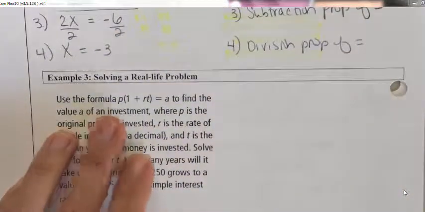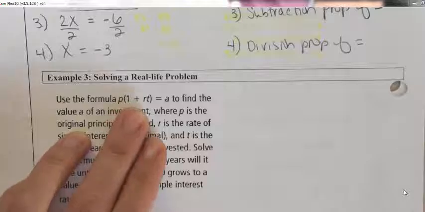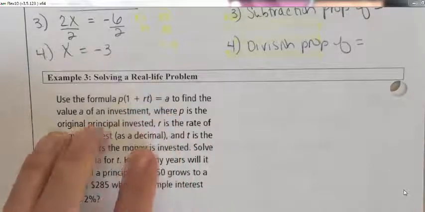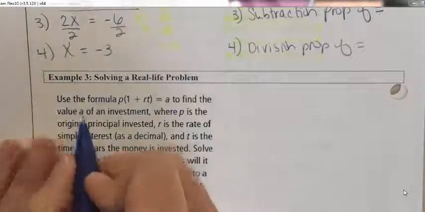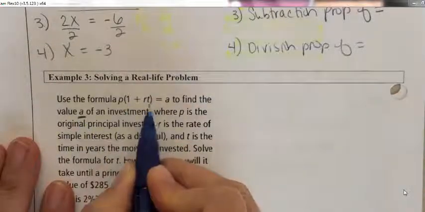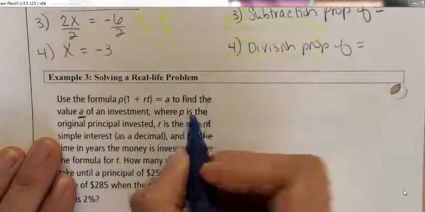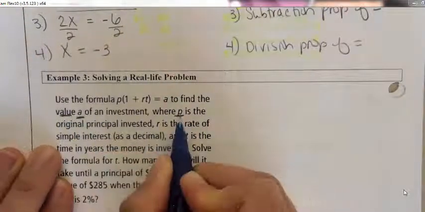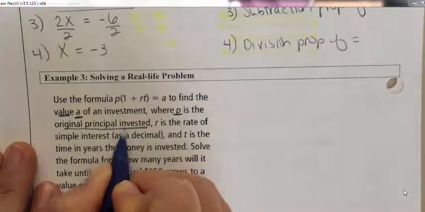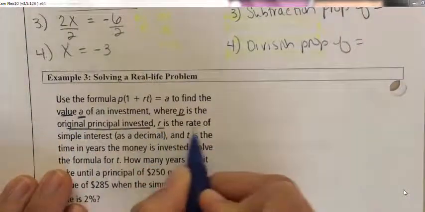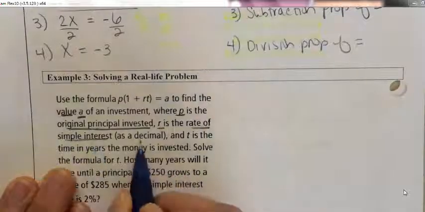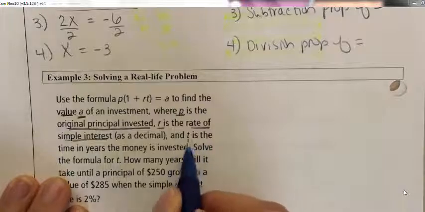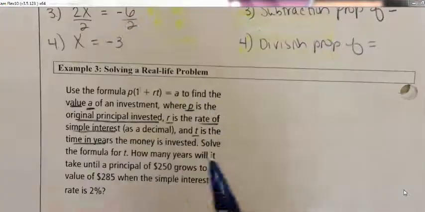Okay, moving on to example 3. So we're going to use the formula P times the quantity 1 plus R times T equals A to find the value A of an investment. So this is actually an interest problem where P is the original principal. So let's see, A is the value of an investment. P is the original principal that you invest. R is the rate of simple interest. We have to write our rates as decimals. They're usually percents. And T is the time in years that the money is invested.